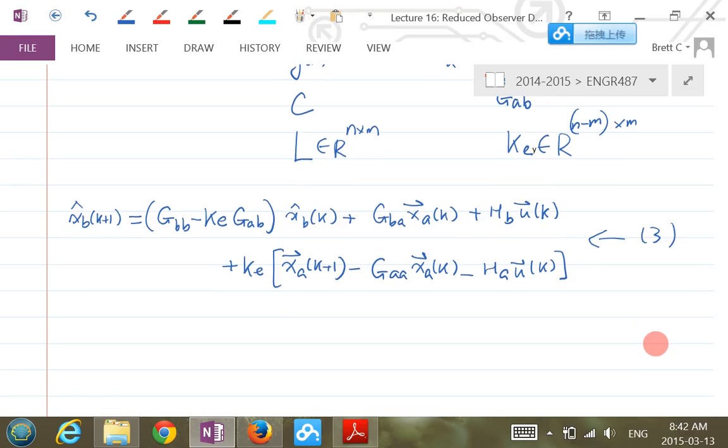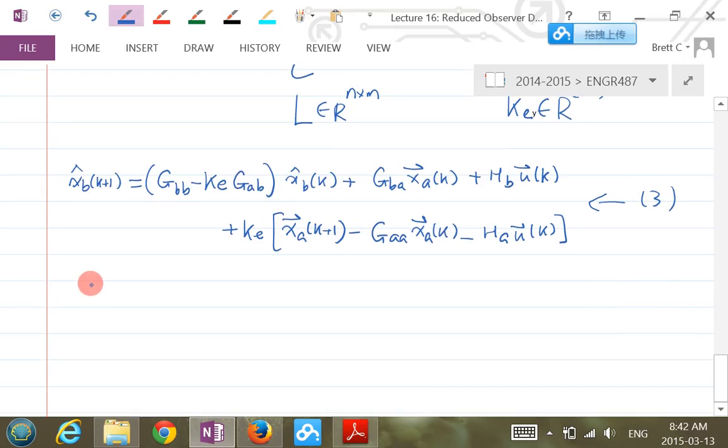So for this equation in here, there is xa here, right? There's xa hat, these two, and there's xa k plus 1. So xa is a measurable quantity. As a matter of fact, we can see that this is output y of k here, that's our xa of k, because y of k equal to c times x of k, which gives us this measurable quantity. Then for the equation number 3, let's replace this with y of k, and replace this with y of k, and replace this with y of k plus 1.